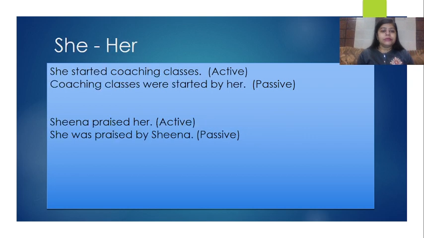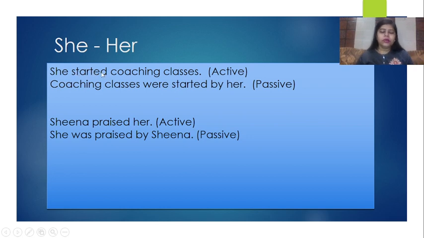Let's move to the next slide. She will be converted into her. Whenever we change a sentence from active to passive voice, this is compulsory: if the subject is she, then whenever we use she as an object, we are going to convert it into her. Look at this example: she started coaching classes. That is active voice, right? And if we convert it into passive voice, it will be coaching classes, as it is the second form of the verb. This is simple past tense, as we have discussed in part 1.